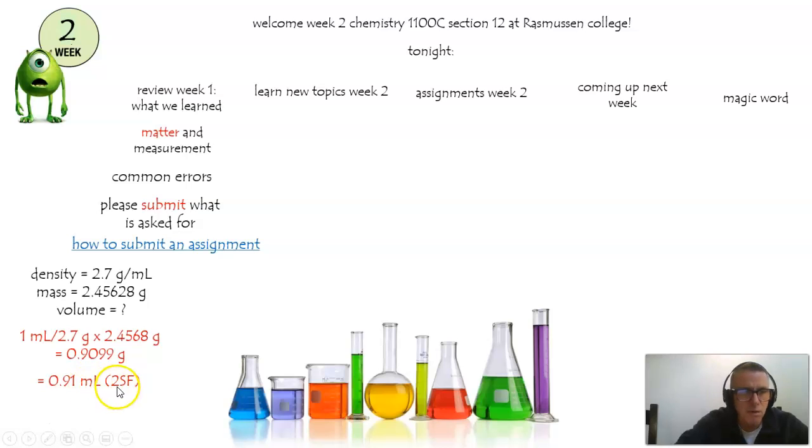Yes. So include your number to the correct number of significant figures. In this case, 2. Because when you're adding and subtracting, it's a different rule. However, when you're multiplying and dividing, the rule is to keep the lowest number of significant figures, which is 2.